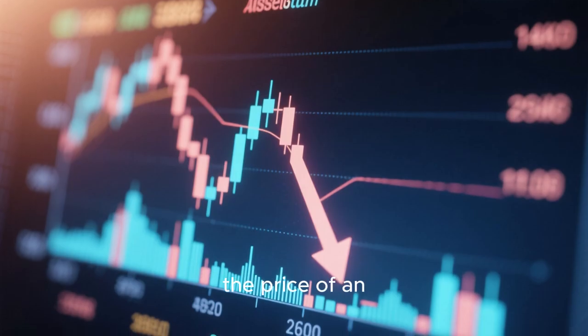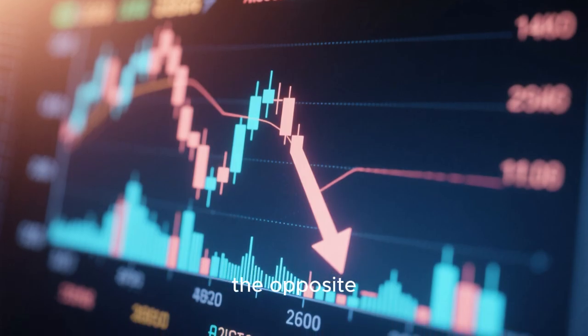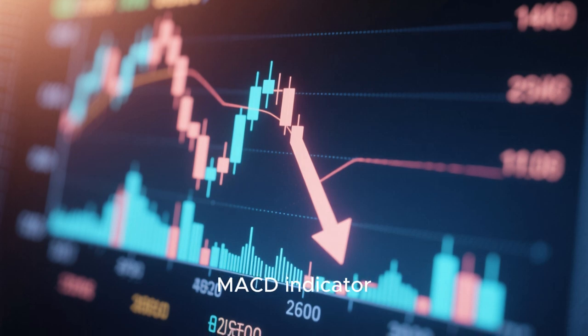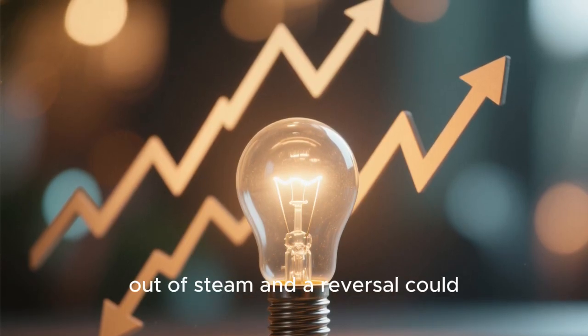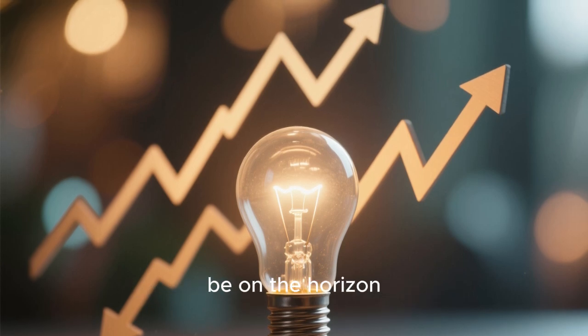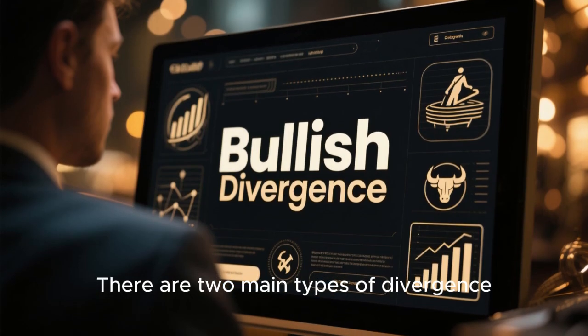Divergence is when the price of an asset is moving in the opposite direction of the MACD indicator. This can be a powerful warning that the current trend might be running out of steam and a reversal could be on the horizon. There are two main types of divergence.